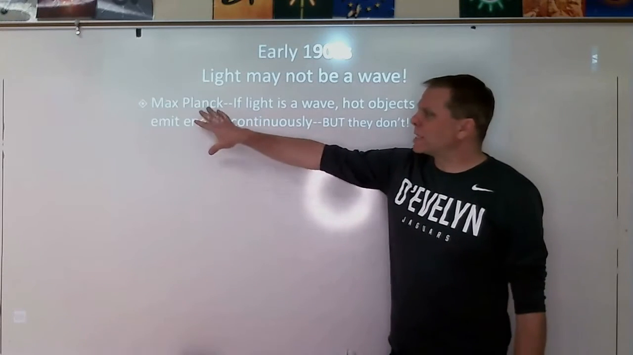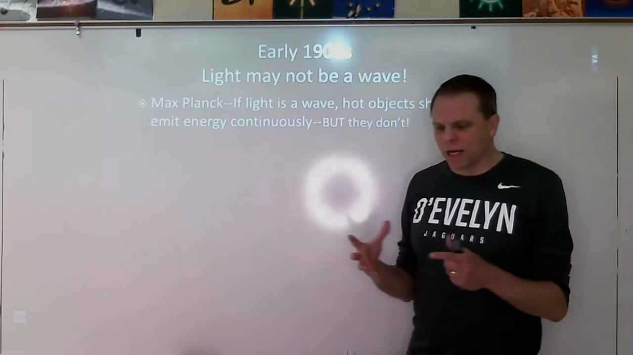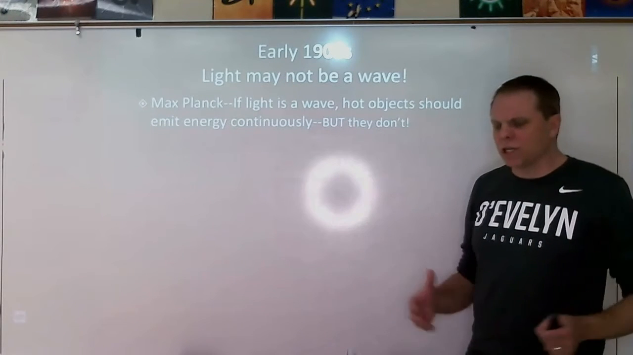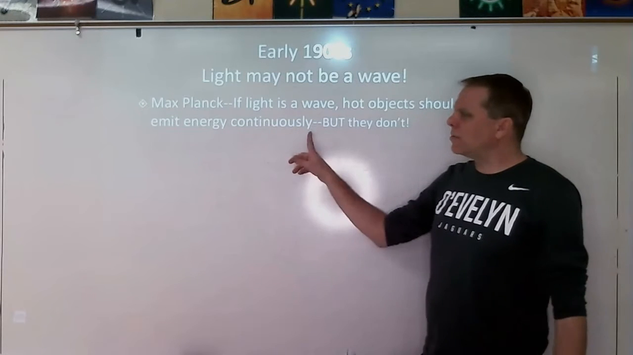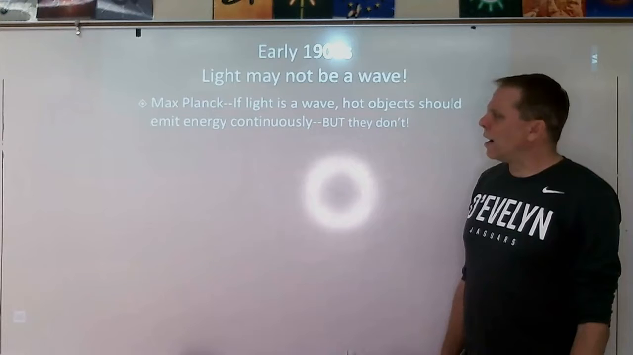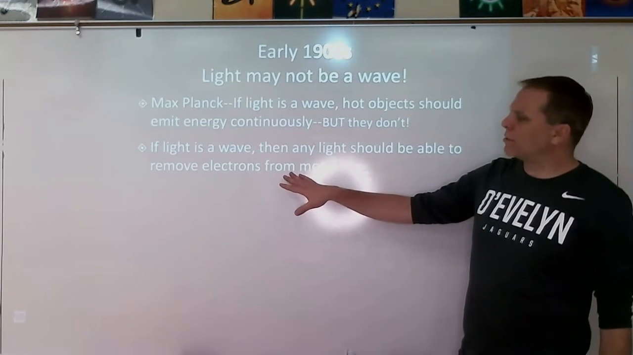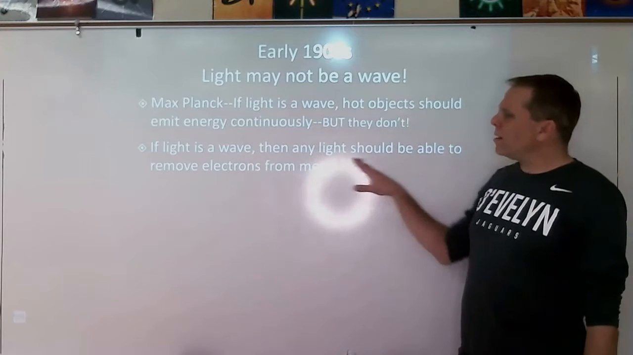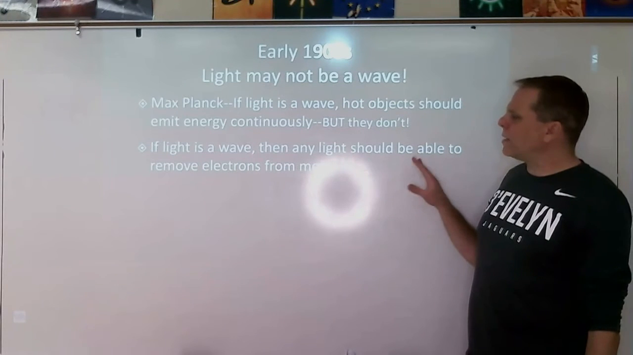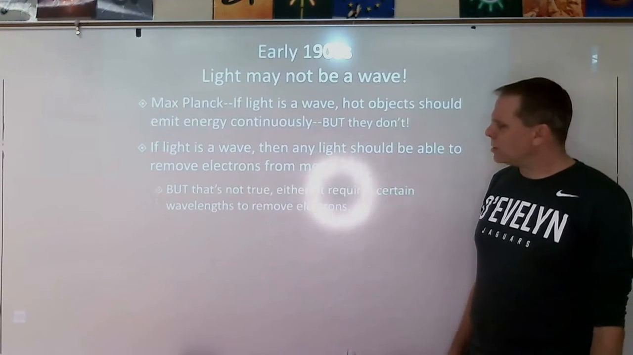Well, first of all, Max Planck started doing some experiments, and he thought about these hot objects, and if they're emitting energy, are they emitting energy continuously? No, they're not. They're only emitting energy at certain times, at certain heats and certain energy amounts. And so then we had to say, okay, well, if light is a wave, then any light should be able to remove electrons from metal. And they found that that wasn't true as well.